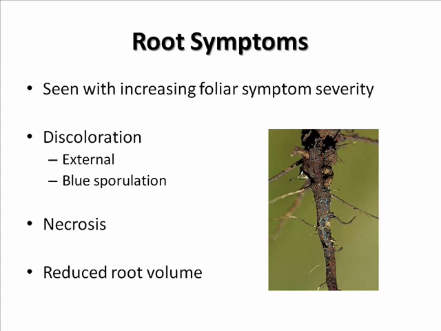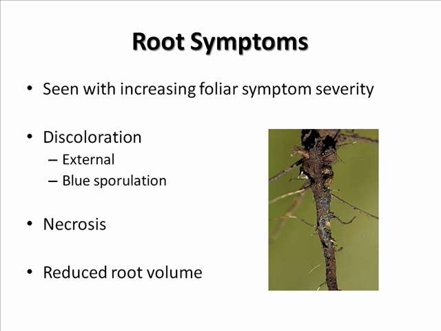Now we'll move on to a little bit about the disease symptoms that it causes. Once infection has occurred in the root, as the foliar severity of the disease increases, root symptoms also increase. The typical symptoms we see are discoloration of the root, either external or internal. And then we also have a blue sporulation. I don't know if you can see it there in the picture, but there's a blue mass that Fusarium virguliforme produces on the soybean root. That's often a good indication that you have sudden death syndrome developing.